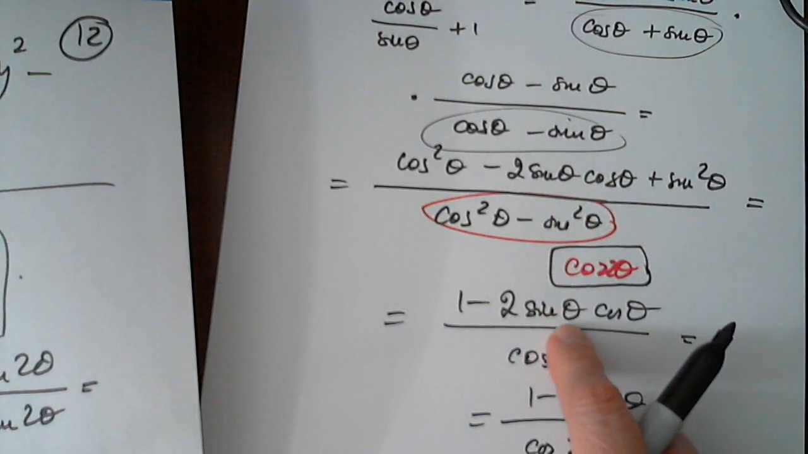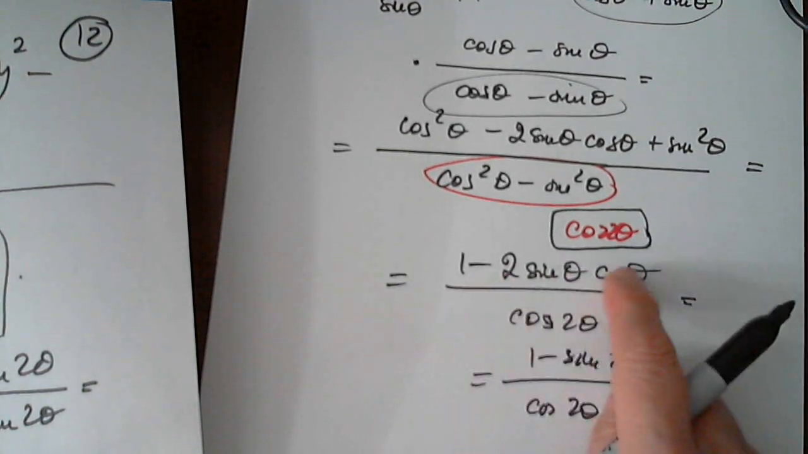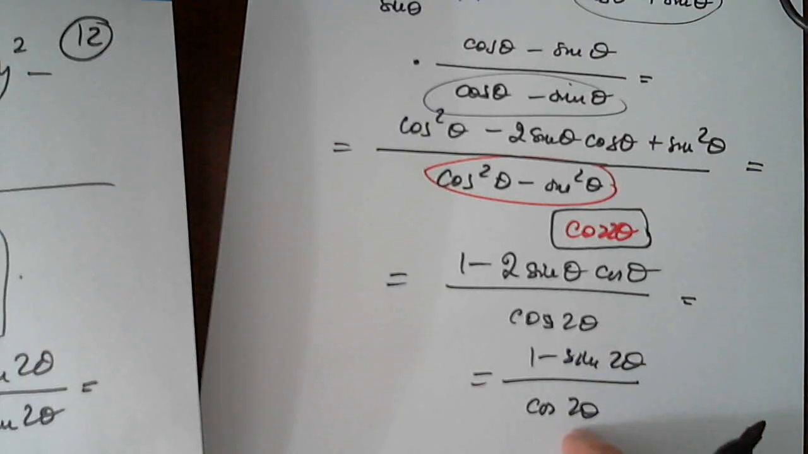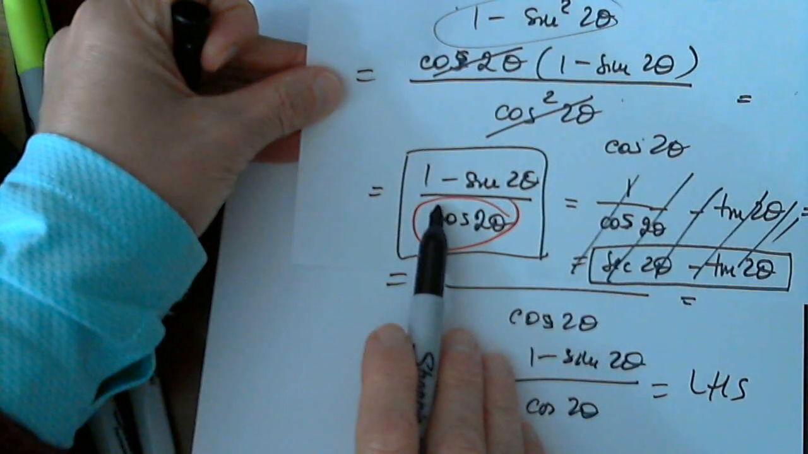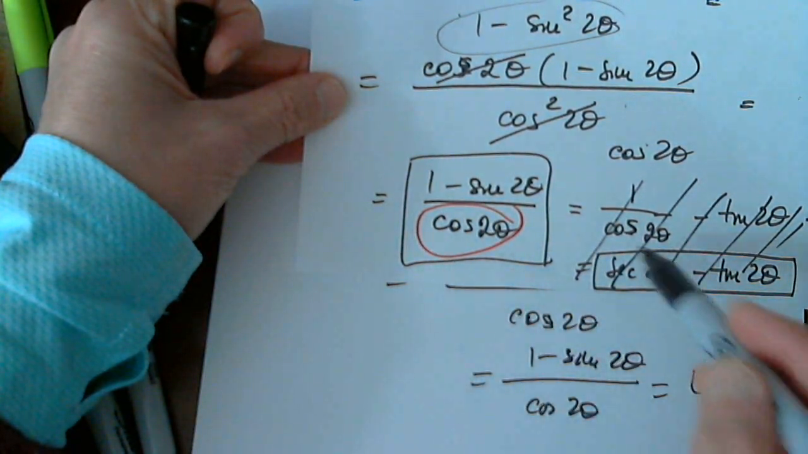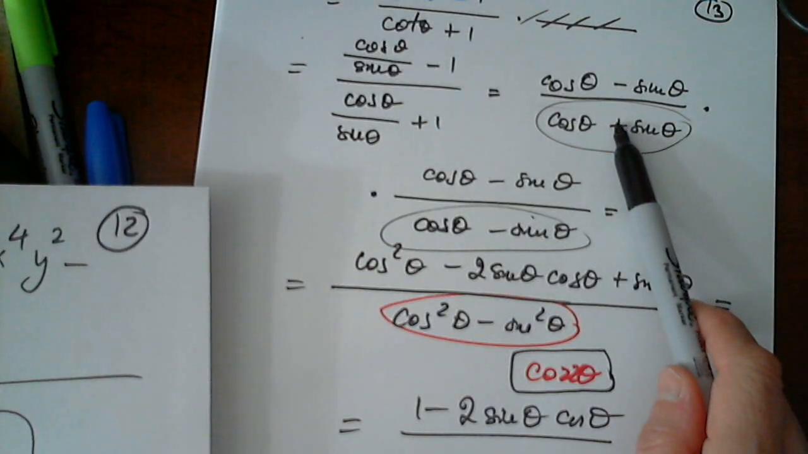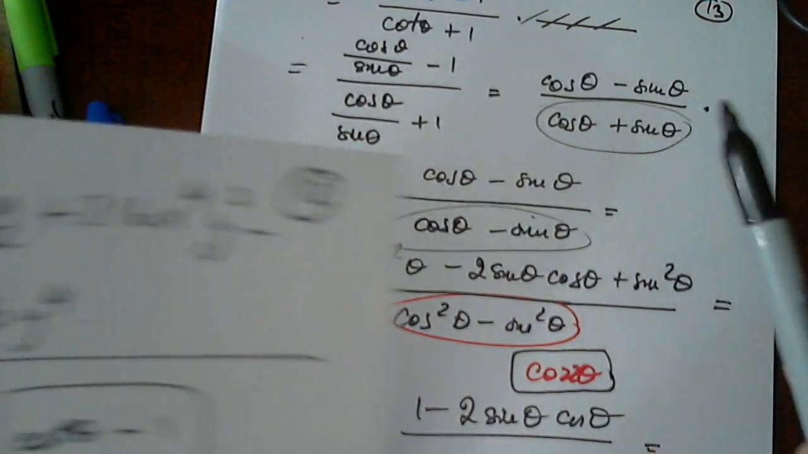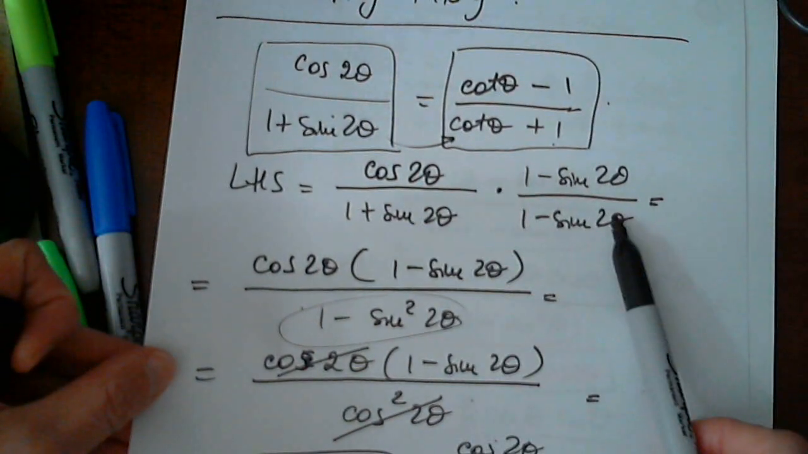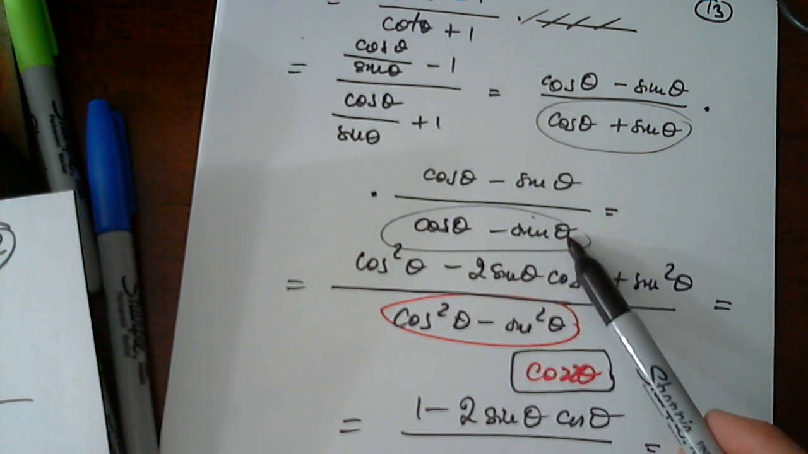I copy this. But this is sine 2 theta. So I have numerator 1 minus sine 2 theta, denominator cosine 2 theta equals the left-hand side, because I got the same thing. 1 minus sine 2 theta over cosine 2 theta. So we were on the right track. I just had to find the proper quantity to multiply and divide the right-hand side as I did with the left-hand side. And the proper quantity was cosine theta minus sine theta over cosine theta minus sine theta.